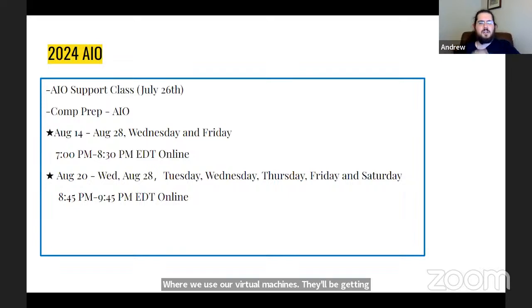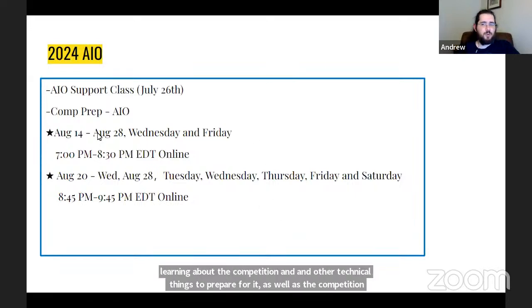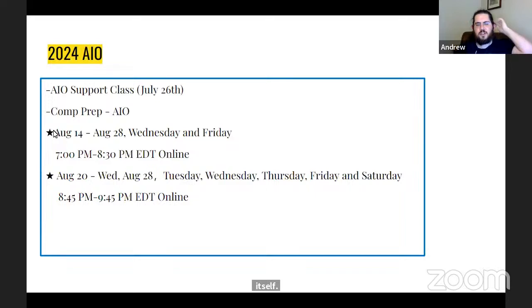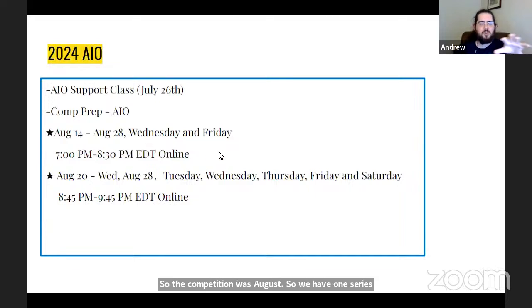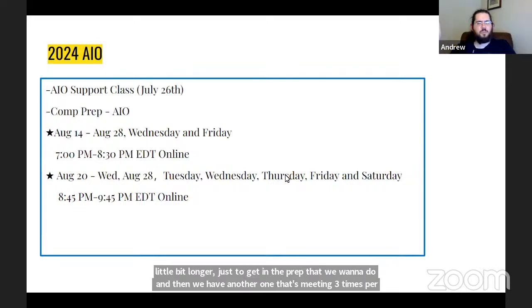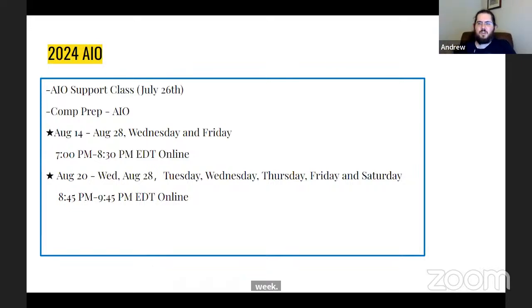So these are basically 6 hours of practice and learning about the competition and other technical things to prepare for it, as well as the competition itself. The competition is August 28th. We have one series starting next week on August 14th, which meets twice per week until the final competition, and that's 1.5 hours each meeting. So a little bit longer just to get in the prep that we want to do. And then we have another one that's meeting 3 times per week, both the week before and the week of the competition. You can see the dates here, and you can go to our website to see the exact times and double check that later to sign up, hopefully.